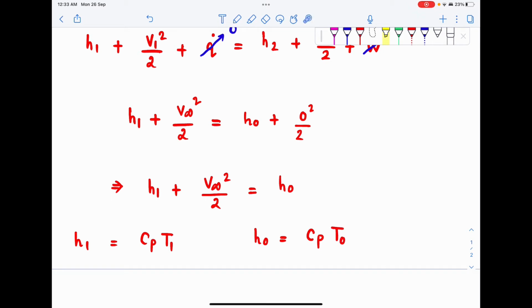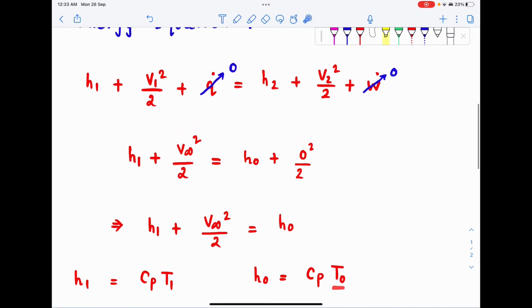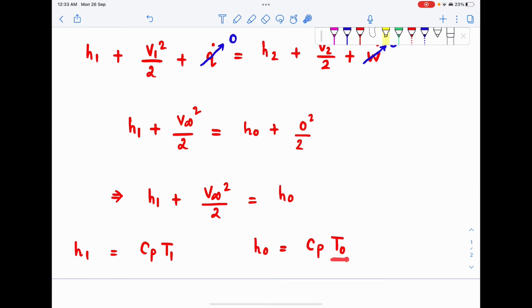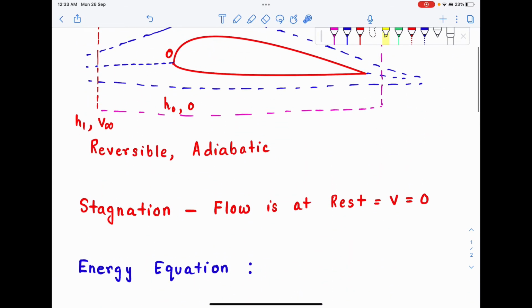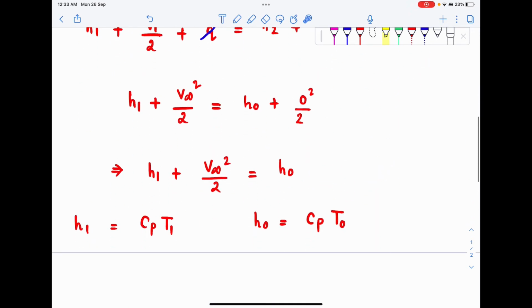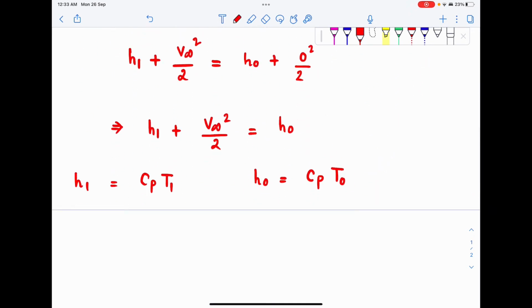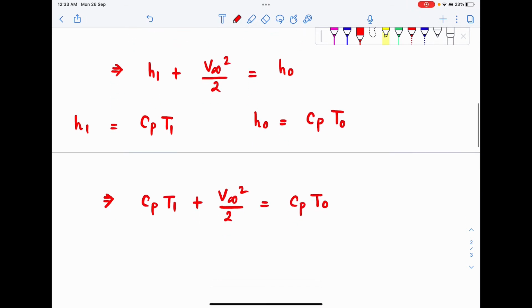So where T naught is the temperature at point 2. Okay, where T naught is the temperature at the surface of the airfoil, that is at point O, right? So over here, put this into our equation, we'll get that Cp T1 plus V infinity square by 2 will be equal to Cp T naught. So from here comes T naught is equal to T1 plus V infinity square divided by 2 Cp.